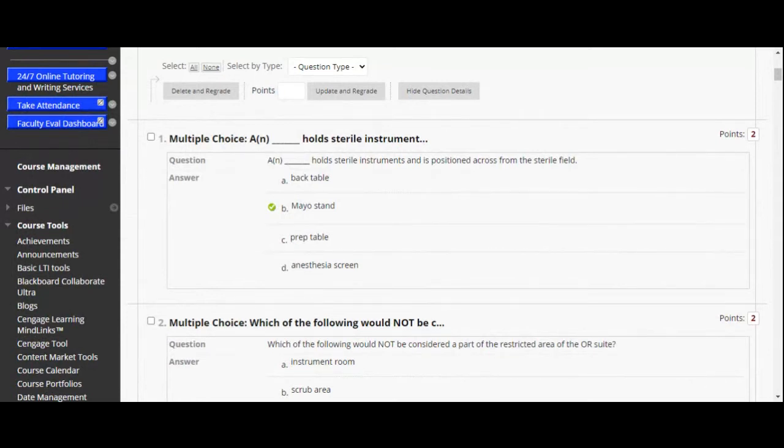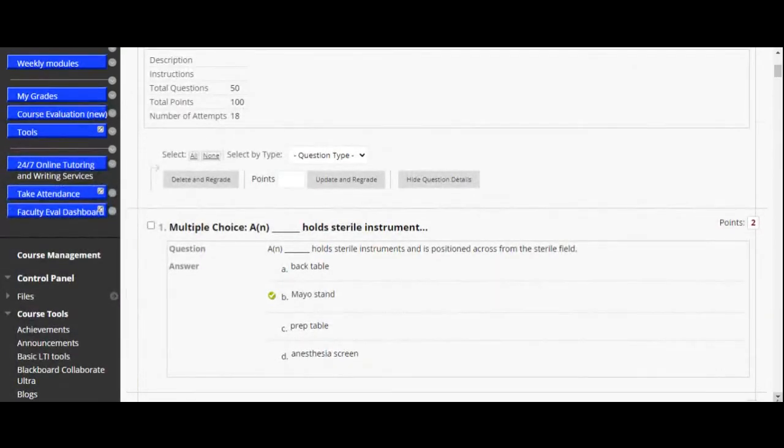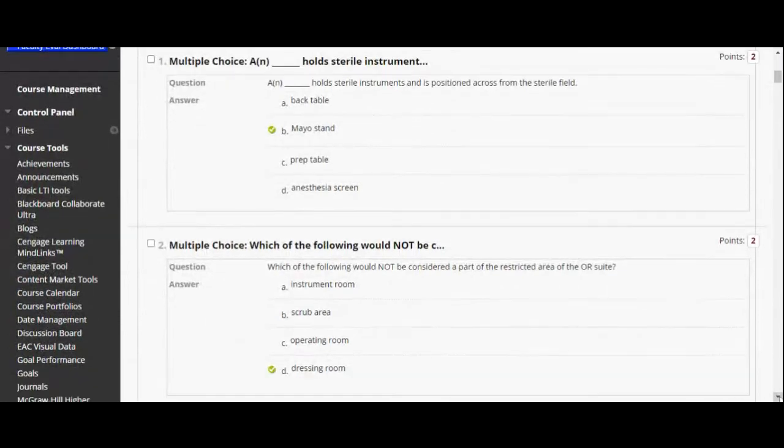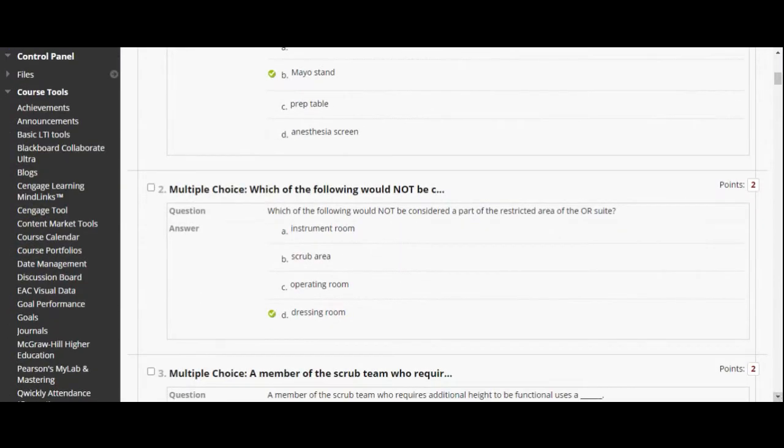All right, so let's go to week 2. A Mayo stand holds sterile instruments and is positioned across from the sterile field. Right, so that's your Mayo stand, and we kind of talked about it in the hospital tour, right?